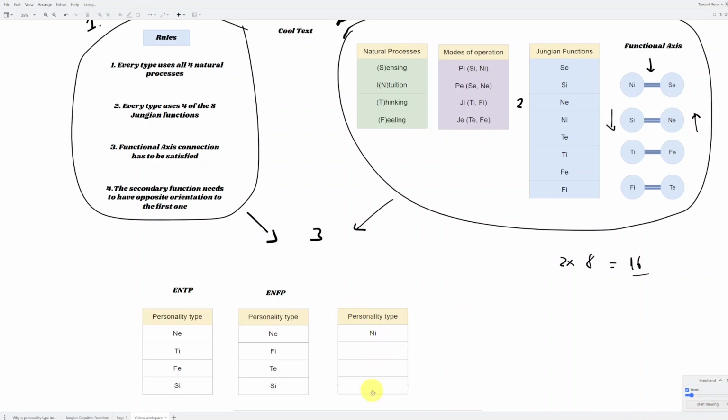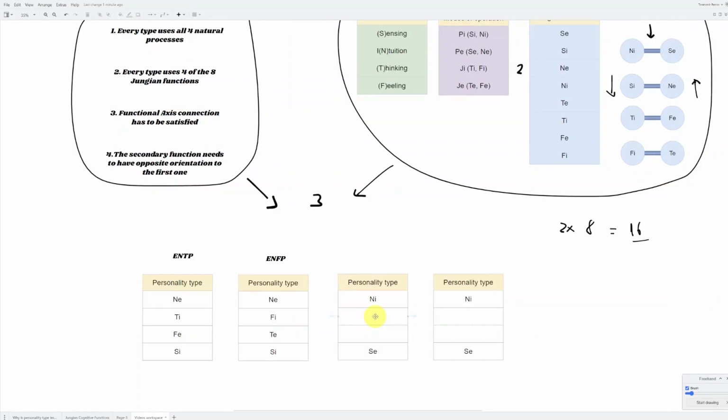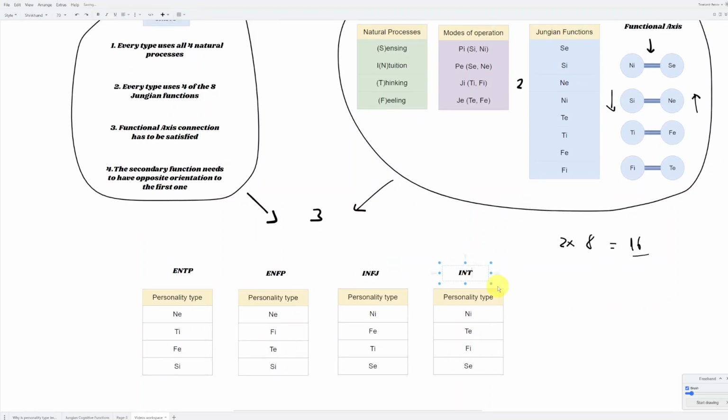Okay, now if we start with introverted intuition, what we know from the functional axis is that introverted intuition is linked with extroverted sensing. So the last spot is going to be extroverted sensing. And we know that we have 2 types here, so we are going to duplicate that. In the second slot we need an extroverted function because of the fourth rule, and there are 2 options. It can either be Fe, which means that the third slot is Ti, or it can be Te, which means that the third slot is Fi. And those 2 types are respectively the INFJ and the INTJ.